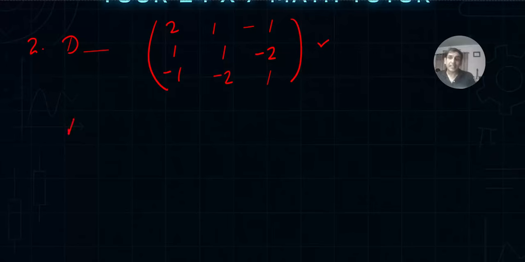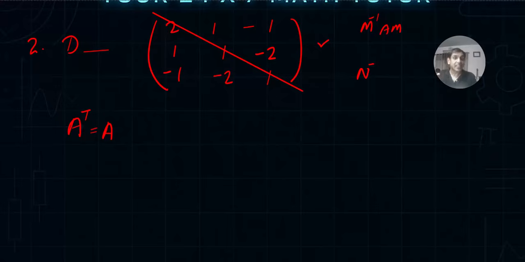Look at this. A transpose is equal to A. Can you see that? You read downwards, or you just draw a line in the leading diagonal, you'll see the reflection. So I have two methods. Of course, the first method will work, M inverse AM. But we have an easier method, that is N transpose AN. Okay, so we go for it.